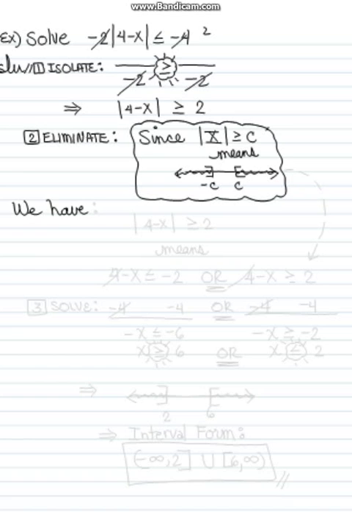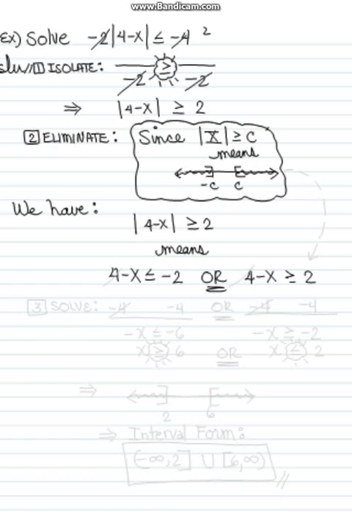Well, what we have is the absolute value of 4 minus x is greater than or equal to 2. So that means the stuff inside, 4 minus x, is either less than or equal to the negative of 2, or it's greater than or equal to the positive of 2. Do you see where that came from? Look back at the cloud. The C was on the right, and that resulted with a negative C and a positive C in the picture.